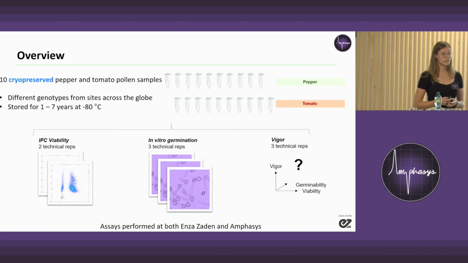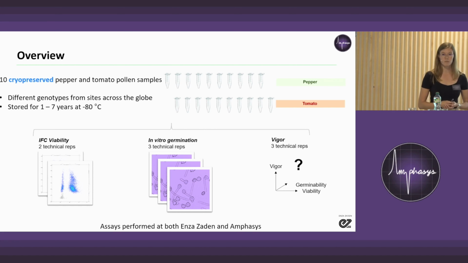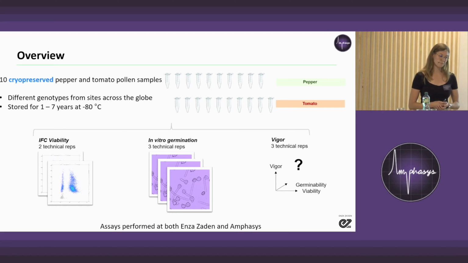Well, we included 10 cryopreserved samples of both pepper as well as from tomato. Each sample represents a specific genotype and was collected at one of our production locations across the globe. There was a diversity in the amount of time that they were stored. So this was like from 1 to 2 years, but even up to 7 years. That the batches were stored at minus 80 degrees Celsius.